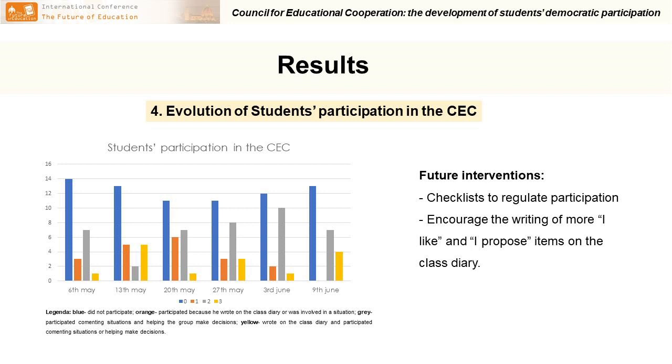Future interventions should be applied to overcome this, such as checklists to regulate participation, and perhaps encourage the writing of more "I like" and "I propose" items on the class diary.